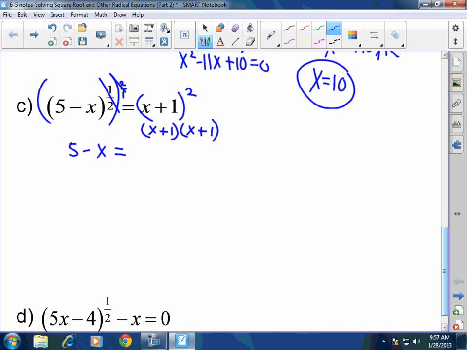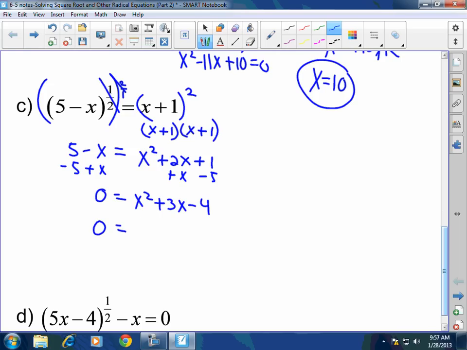So if you have to FOIL it, that's fine. If not, it's the first term squared plus 2 times the product of the first and second term plus the second term squared, or a squared plus 2 times a times b plus b squared. Subtract the 5, add the x. So 0 equals x squared plus 3x minus 4.